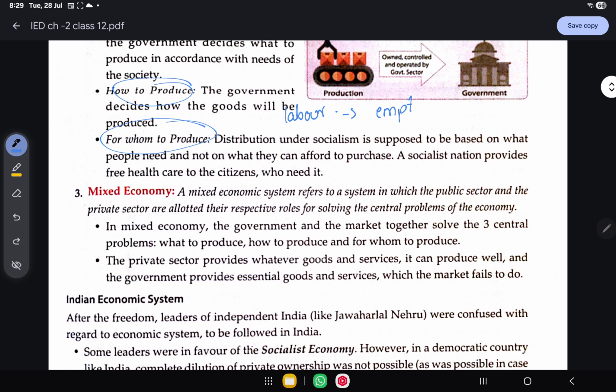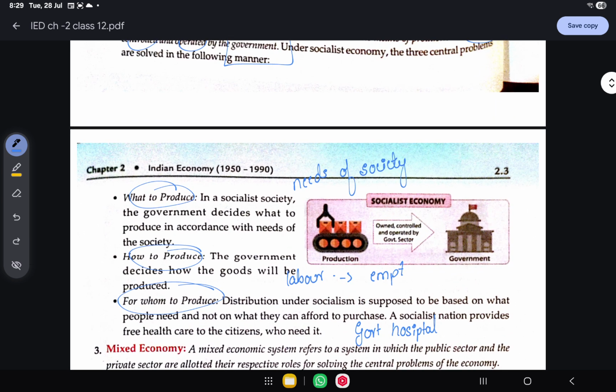And when it comes to for whom to produce, the goods are distributed according to people's need, but not according to income. For example, usually the government will provide free or very low-cost hospitalization services, like government hospitals where you get free or low-cost treatment, including for poorer people.